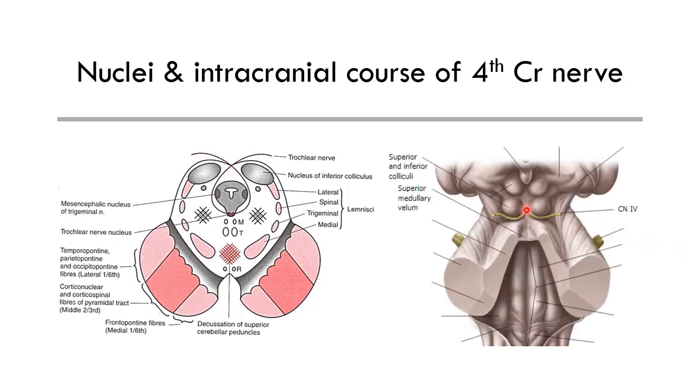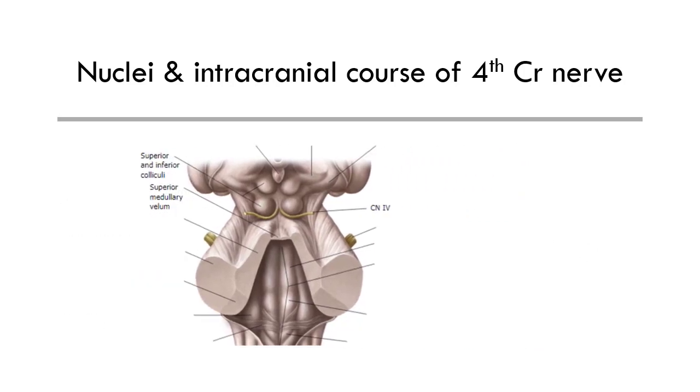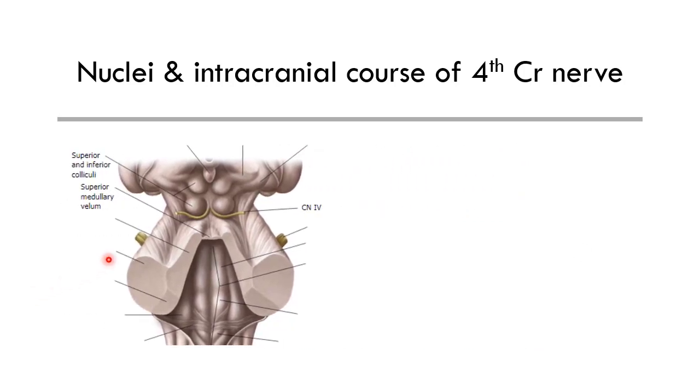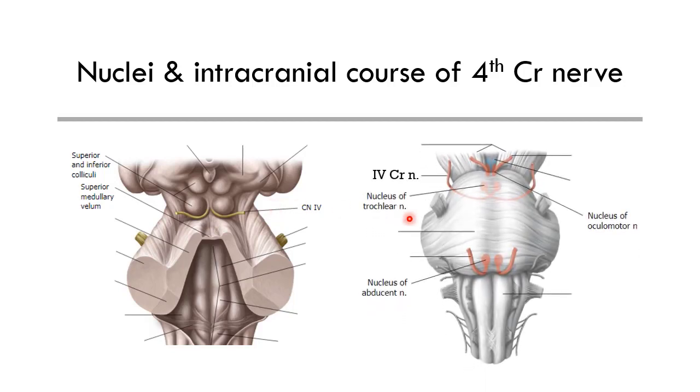This is where the trochlear nerves are coming out from the posterior aspect of the brainstem. This is the only cranial nerve which arises from the posterior aspect. After emerging, it winds around the superior cerebellar peduncle and cerebral peduncle to reach the anterior aspect. This is how it reaches anteriorly.